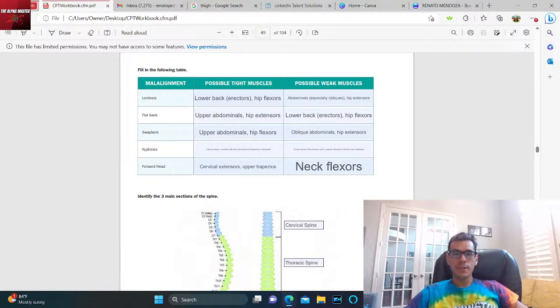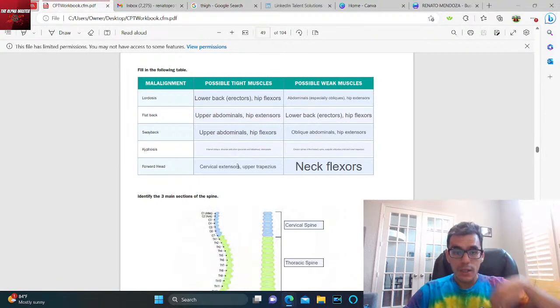Then for the sway back, the possible tight muscles are the upper abdominals and the hip flexors, and the possible weak muscles are going to be the oblique abdominals and the hip extensors.